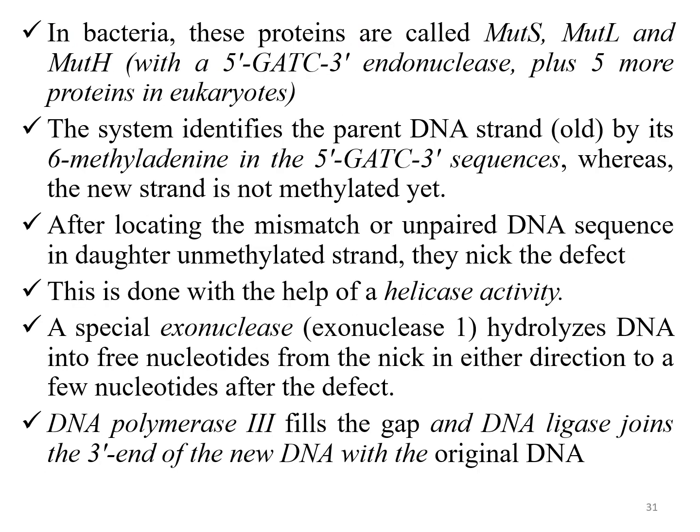In bacteria, these proteins are called MutS, MutL and MutH, with a GATC endonuclease, plus five more proteins in eukaryotes. The system identifies the parent or old DNA strand by its 5-methyl adenine in the 5' GATC 3' sequence, whereas the new strand is not methylated yet. After locating the mismatch or unpaired DNA sequence in the unmethylated strand, the defect is removed with the help of helicase activity and a special exonuclease, exonuclease 1, which hydrolyzes DNA into free nucleotides from the nick in either direction to a few nucleotides past the defect. Then DNA polymerase refills the gap and the ligase enzyme joins the two ends to create the original DNA strand.